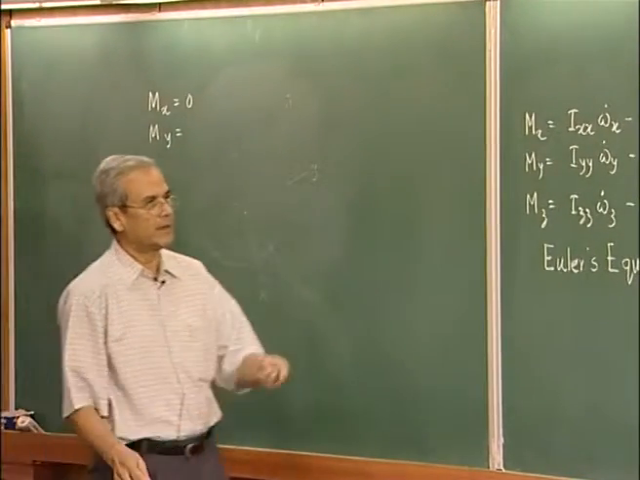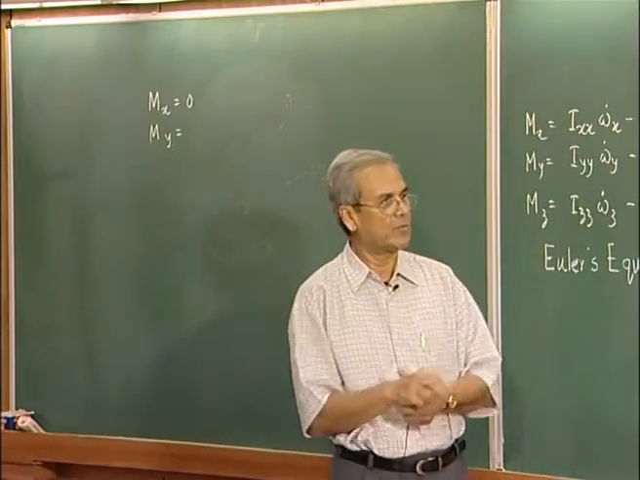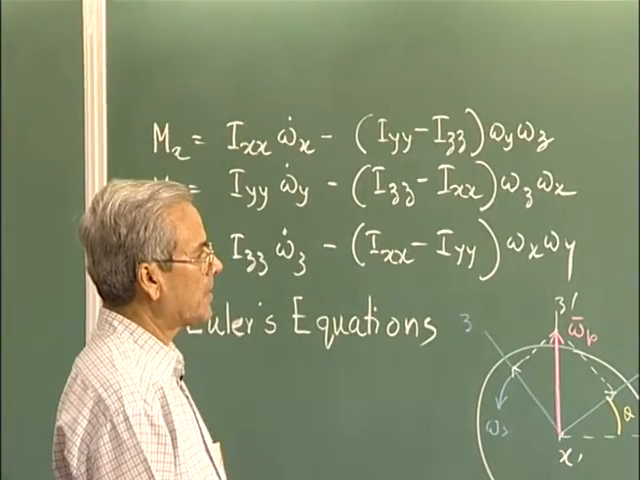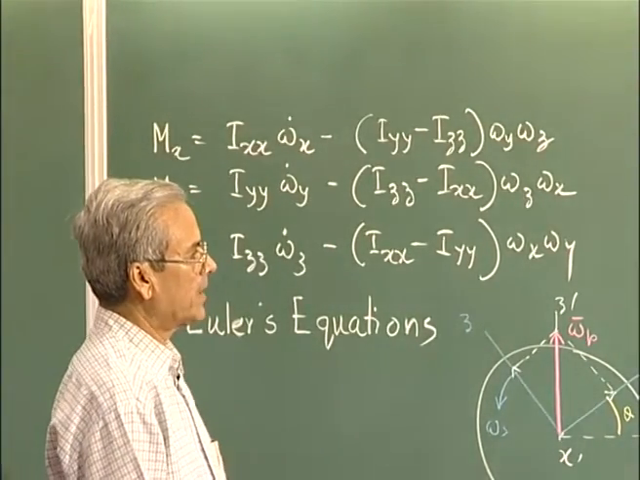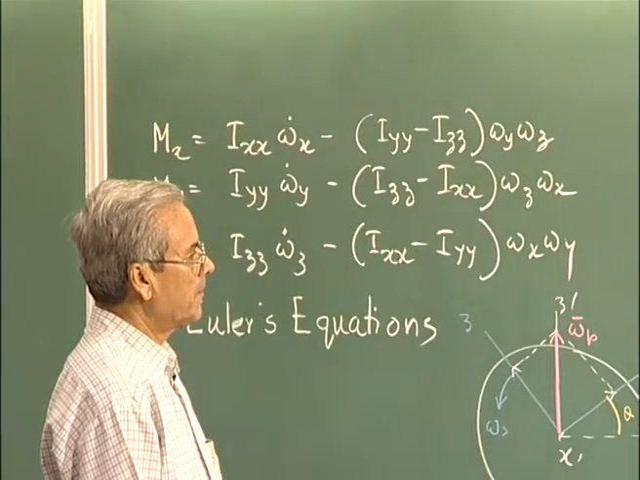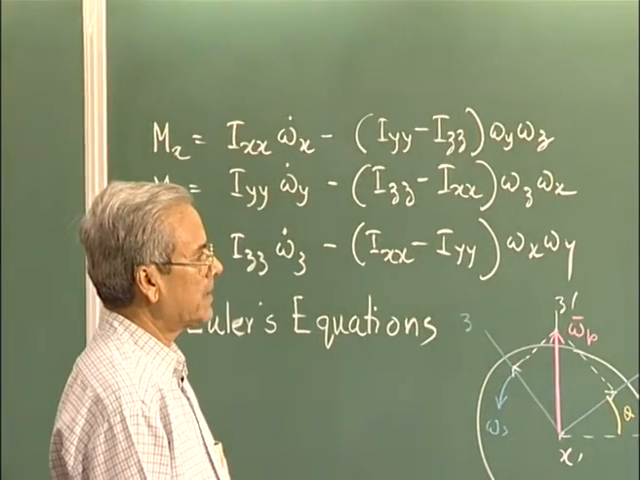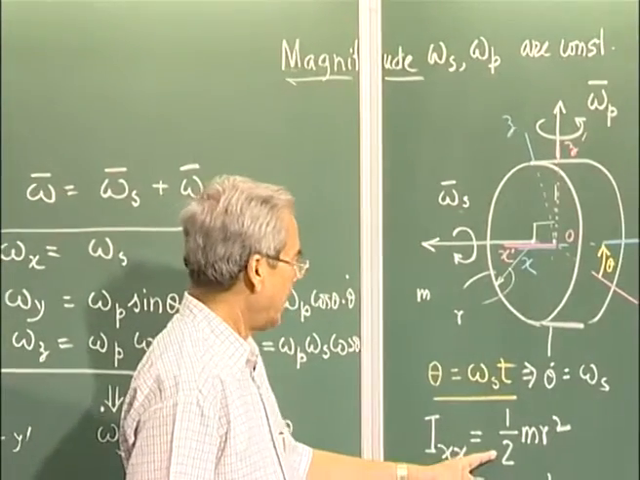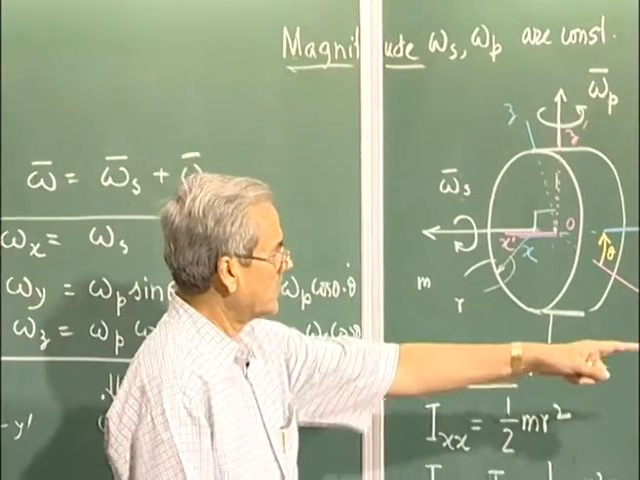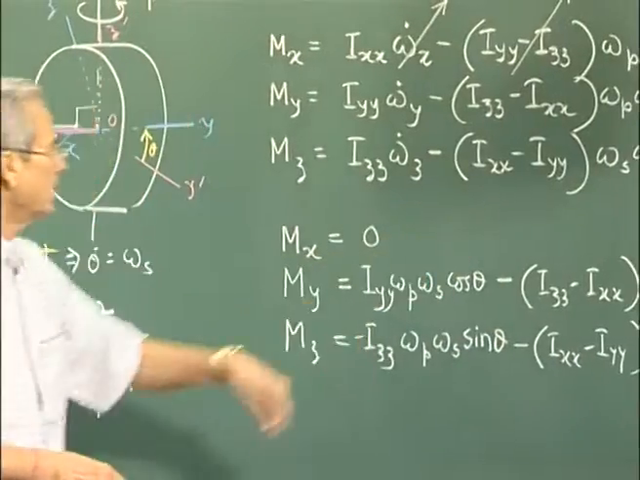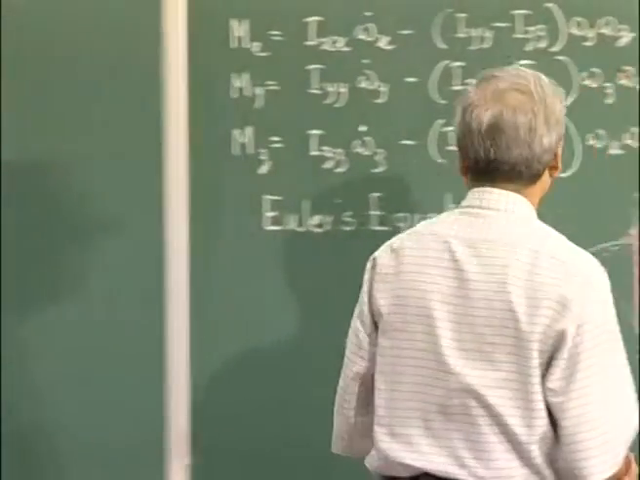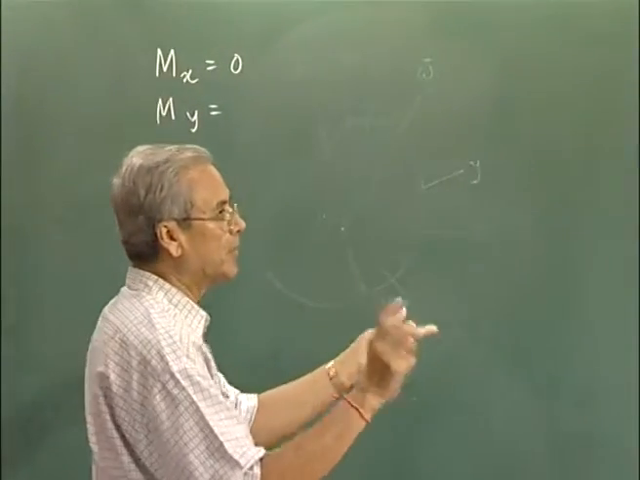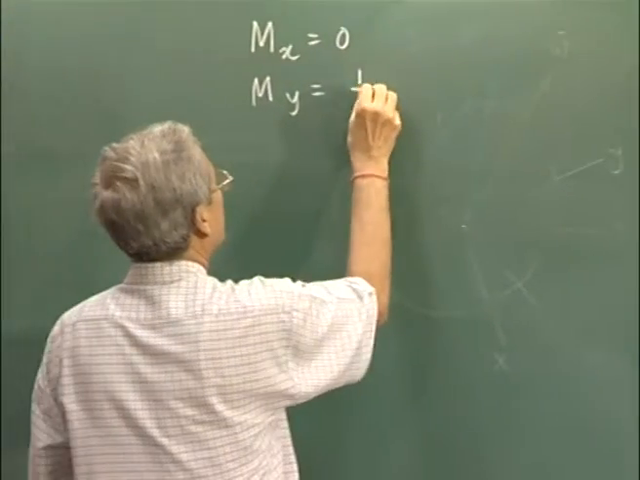M y is equal to, now I y y and I z z are same and equal to 1/4 m r square. So, the first term will be 1/4 m r square omega p omega s cosine theta minus, now I z z minus I x x, if you see it will be simply minus 1/4 m r square. So, this minus coming there makes the whole thing again plus, and the first and second term become equal.